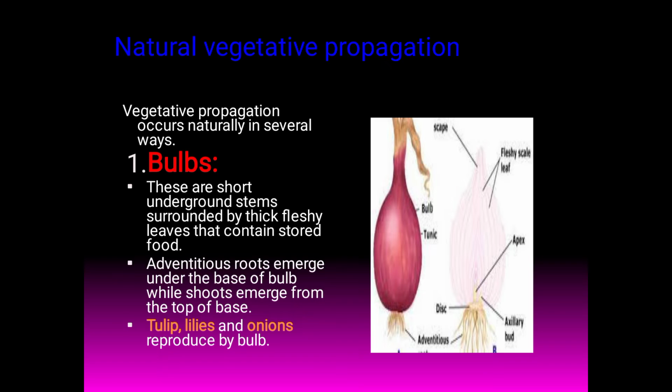Bulbs are short underground stems, and these are surrounded by thick fleshy leaves, and these fleshy leaves contain stored food. Adventitious roots arise under the base of the bulb, while shoots arise from the top of the base. As you can see in the given picture, tulip, lilies and onions reproduce by bulbs.